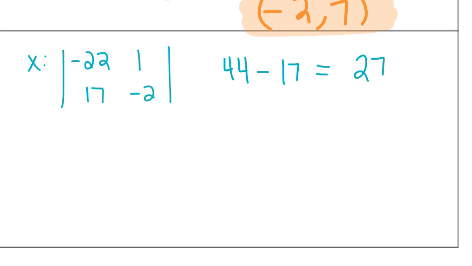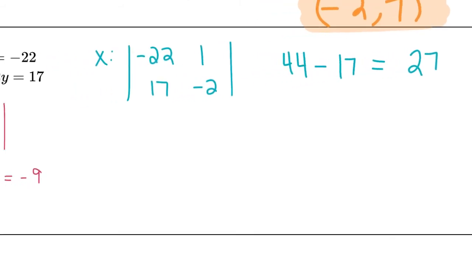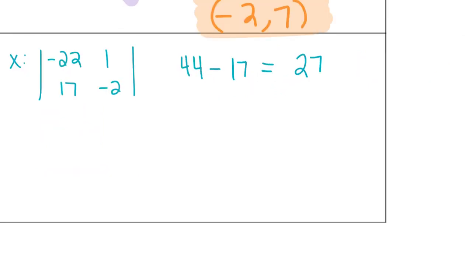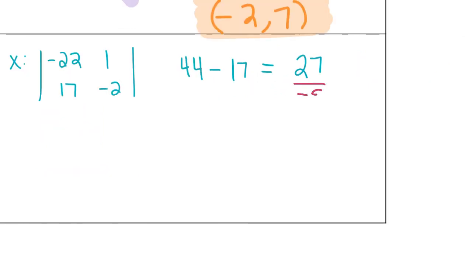Okay, but from before, the determinant of the original was negative 9. So we need to divide this by negative 9, which would give us negative 3.